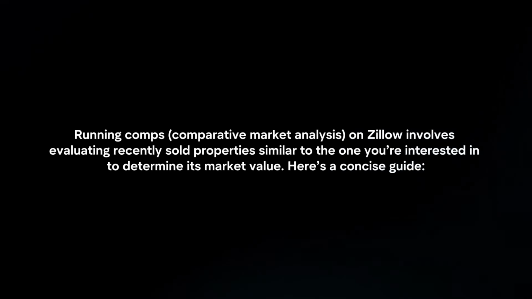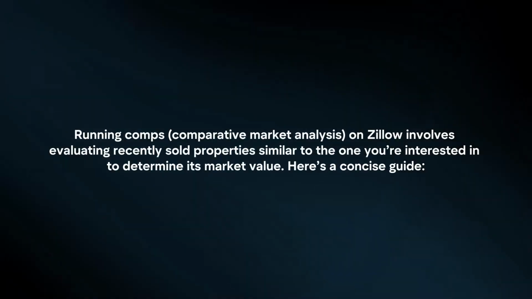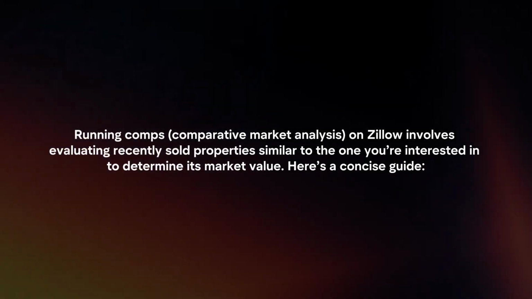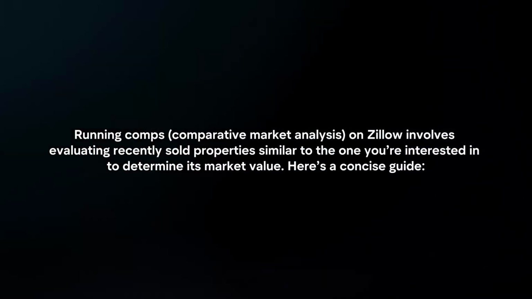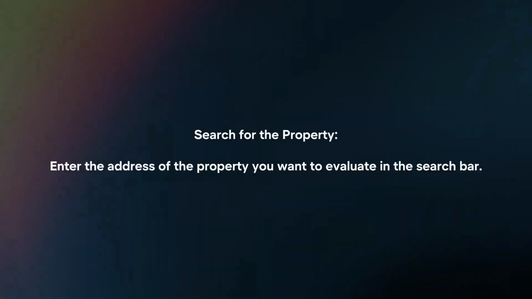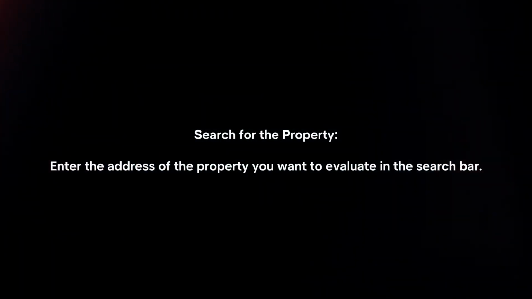Running comps on Zillow involves evaluating recently sold properties similar to the one you're interested in to determine its market value. Here's a concise guide. Log in. Access the Zillow website and log in with your credentials. Search for the property. Enter the address of the property you want to evaluate in the search bar.